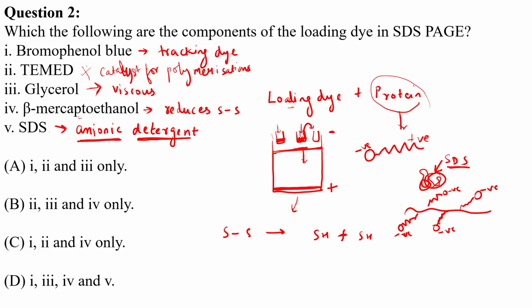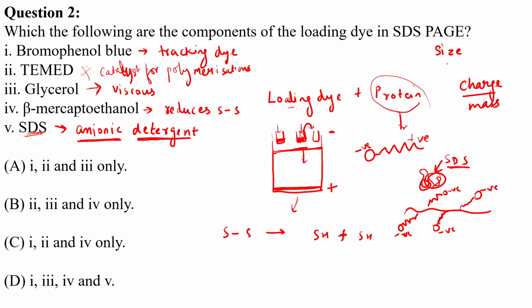Okay, so SDS is very important in the loading dye because that is the basis of separation. Otherwise, the separation won't happen based on size. So when we are doing SDS PAGE, the separation is happening based on size of the molecule, right? But if we do not add SDS in this, what will happen? The separation will happen based on charge by mass ratio.